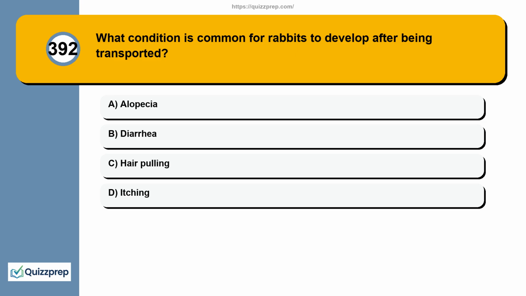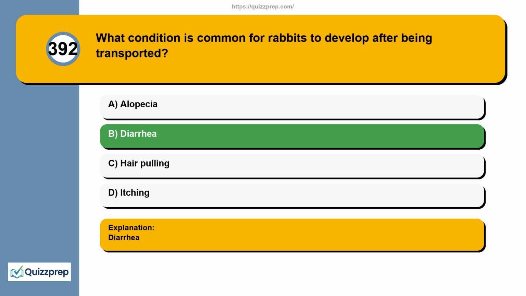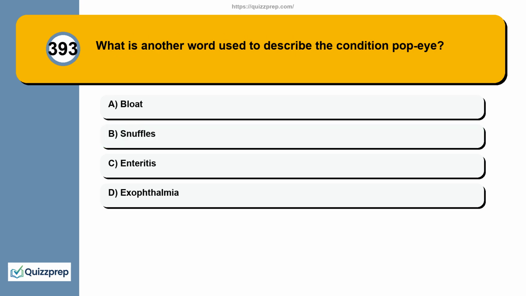Option A, alopecia. Option B, diarrhea. Option C, hair pulling. Option D, itching. The correct answer is option B, diarrhea. Question 393. What is another word used to describe the condition pop-eye?